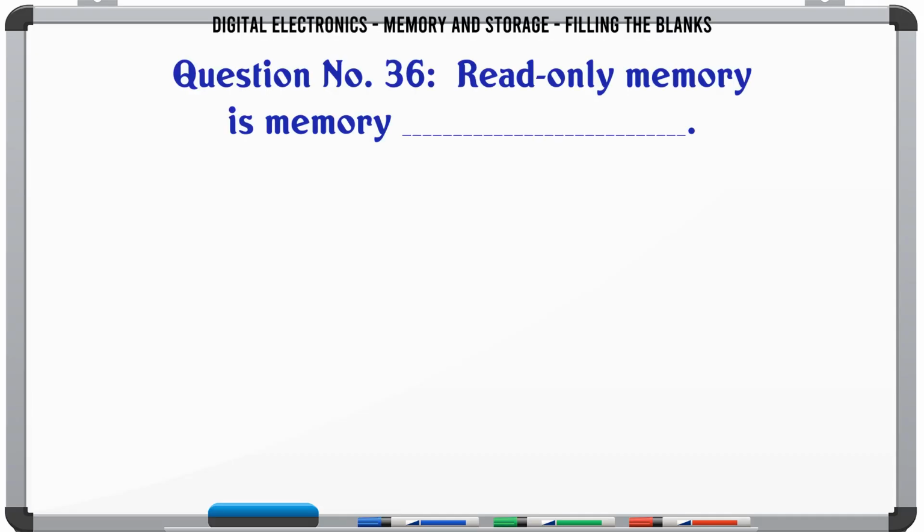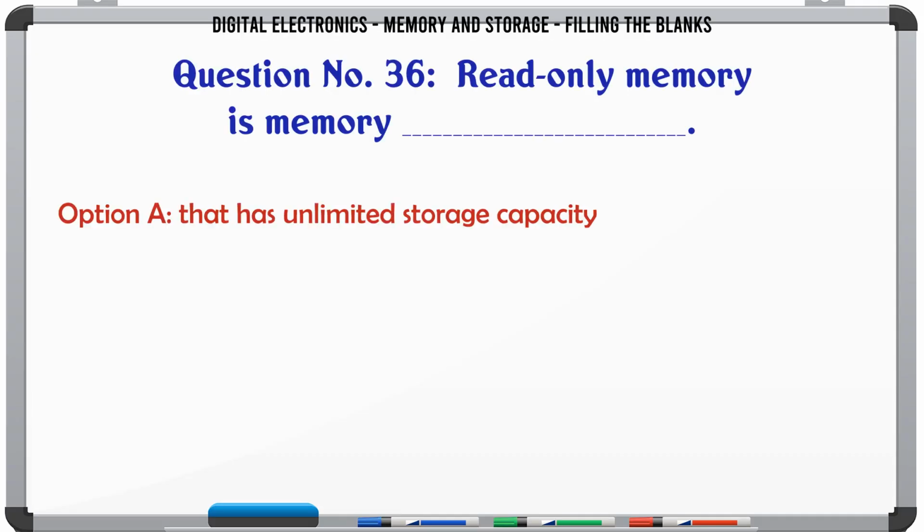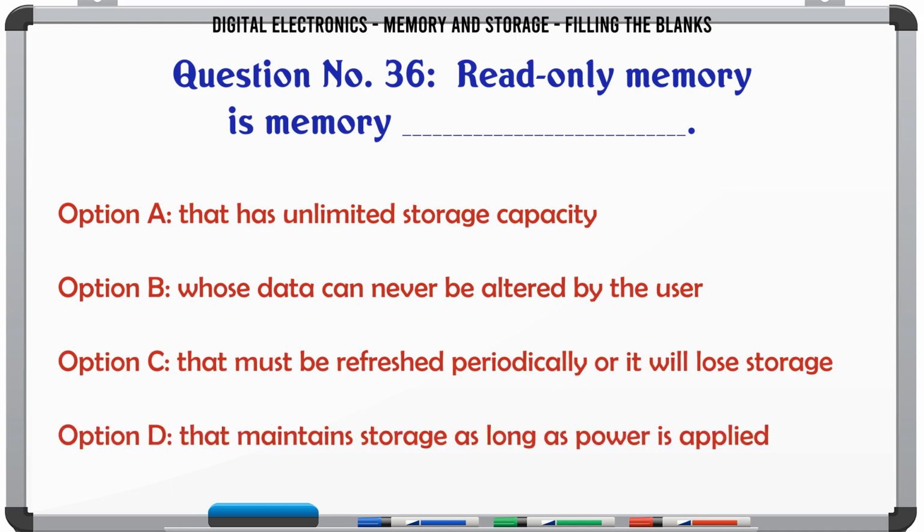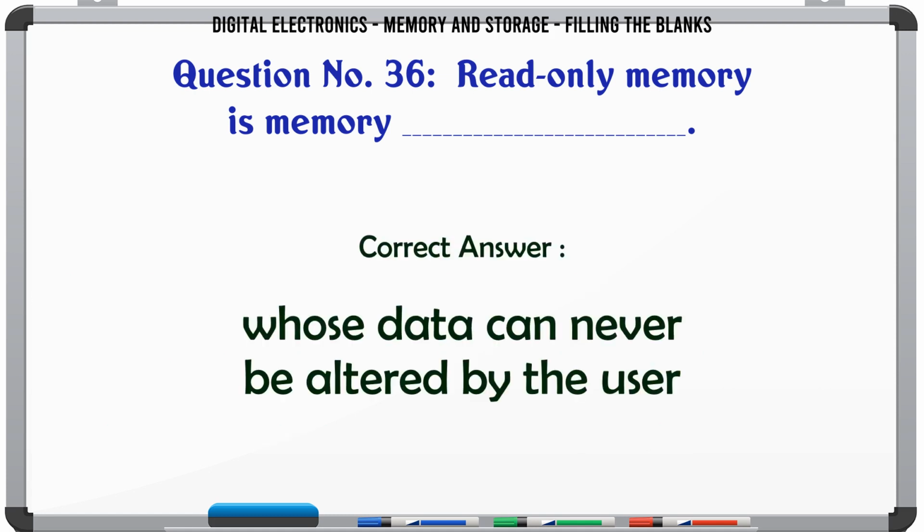Read-only memory is memory A. That has unlimited storage capacity. B. Whose data can never be altered by the user. C. That must be refreshed periodically or it will lose storage. D. That maintains storage as long as power is applied. The correct answer is whose data can never be altered by the user.